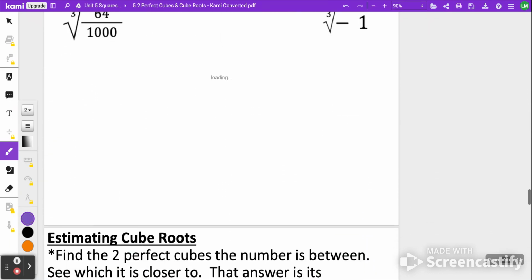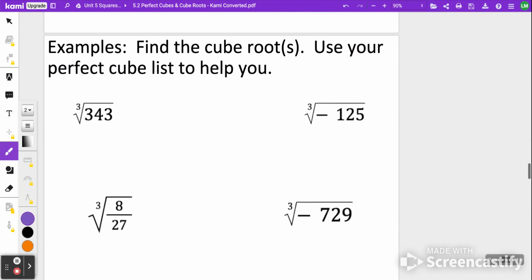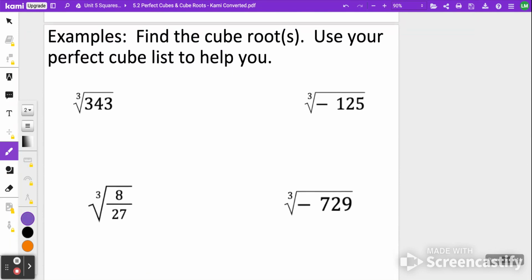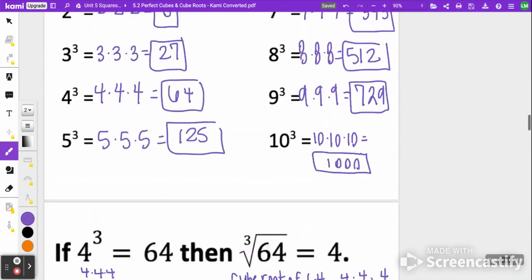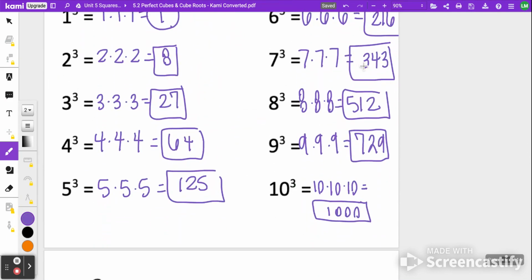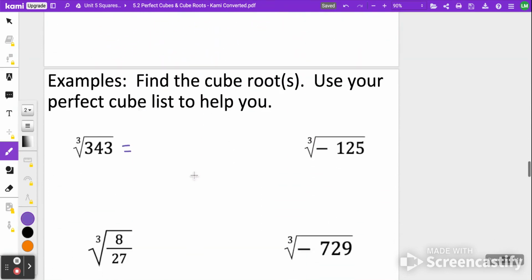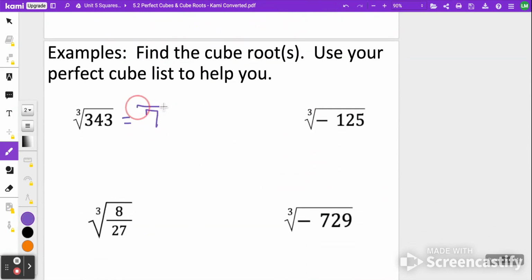We have this page and then another one. So what I'm going to do is have you watch me do one of these, and then you're going to try the rest of them. So the first one, the cube root of 343, you can either memorize this or peek back at your notes, which is what we had right here. 343's cube root is 7. So my answer is 7.